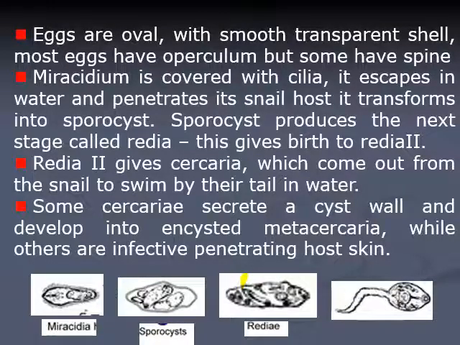And finally, this is the cercaria. The cercaria has an oral sucker here. This is the oral sucker. Here is a ventral sucker, and this is the tail end which helps in swimming. And around here there are the germinal cells which form the organs later.